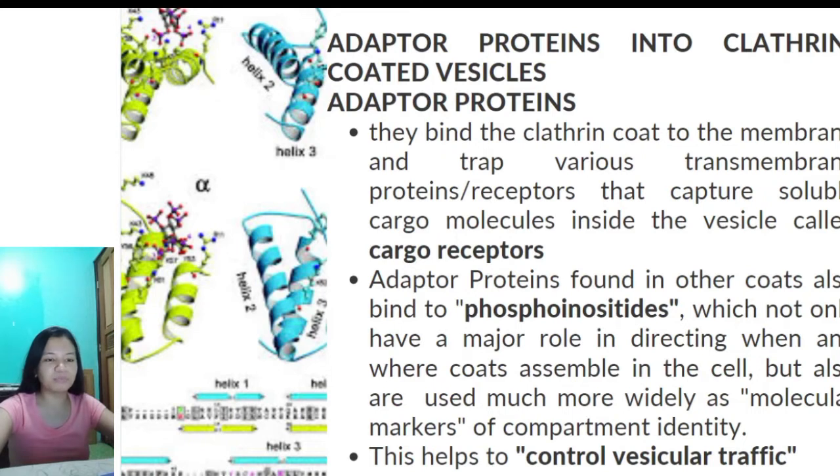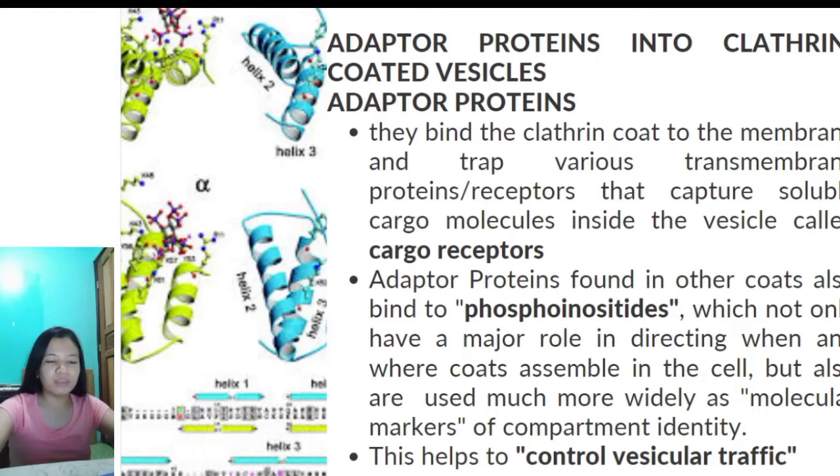So, itong si cargo receptors, siya yung ayan yung mga soluble cargo molecules na nasa loob ng vesicle. So, in this way, yung mga adapter proteins, namimili sila ng specific set ng transmembrane proteins together with soluble proteins na nakikipag-interact sa kanila. And then, pinapackage sila into each newly formed Clathrin-coated transport vesicle.